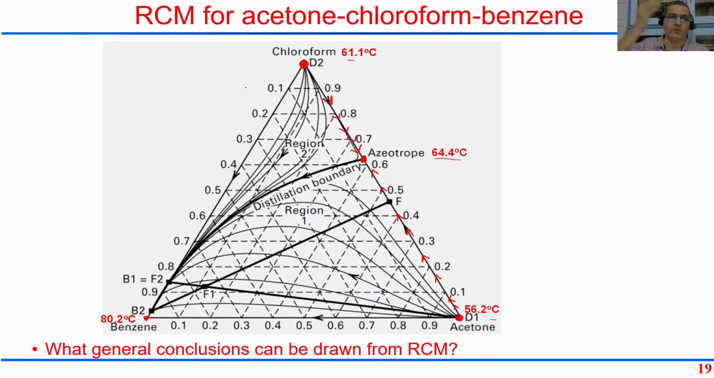Now, if you look at the chloroform-benzene side of the triangle, benzene is less volatile. There's no azeotrope, so all the residue curves would point from the chloroform to the benzene vertex. Same way, for benzene-acetone, there is no azeotrope. Benzene is less volatile, acetone is more volatile. So if you look at the bottom side of the triangle, the binary mixture of acetone and benzene, the residue curves would all point towards benzene.